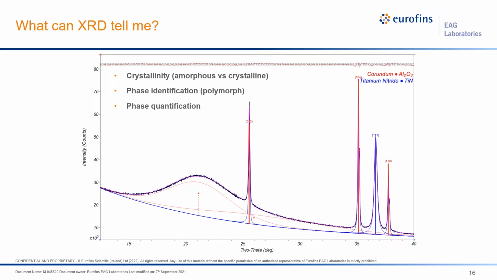Next, by examining the positions of each of the sharp diffraction peaks and referring to a database of reference materials, we can determine the different phases that this sample is made of. In this case, we've got both titanium nitride and corundum. We can then model this diffraction pattern to acquire quantification of the phases in this sample. This type of measurement is the most common and can be used to identify contaminants in powder materials or distinguish between polymorphs.